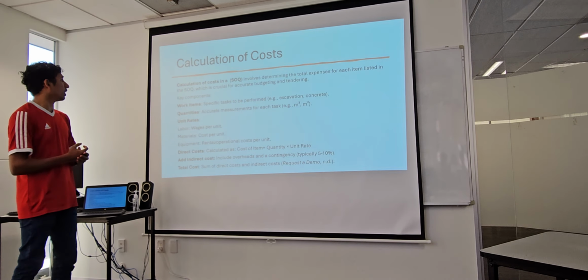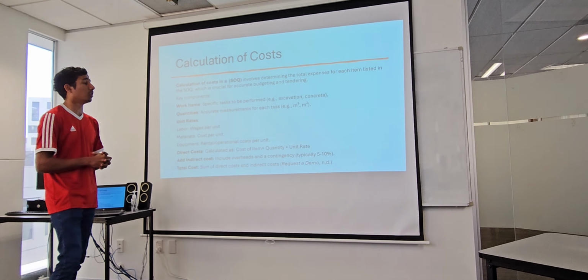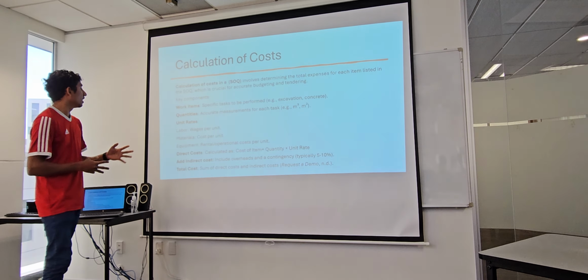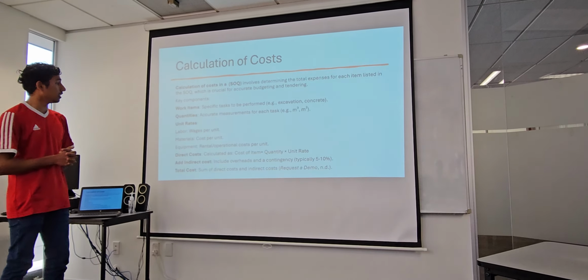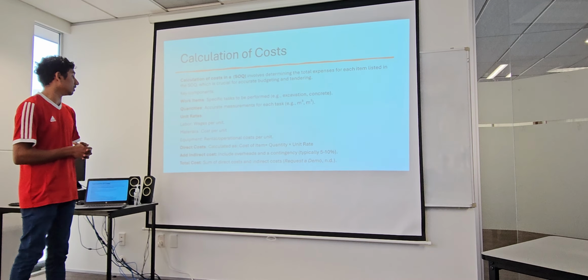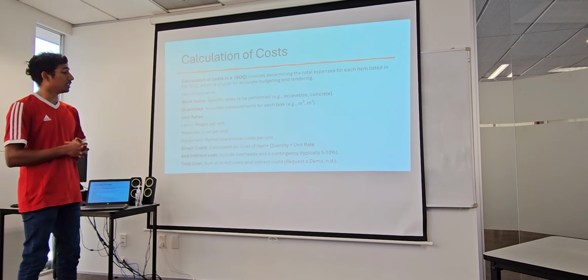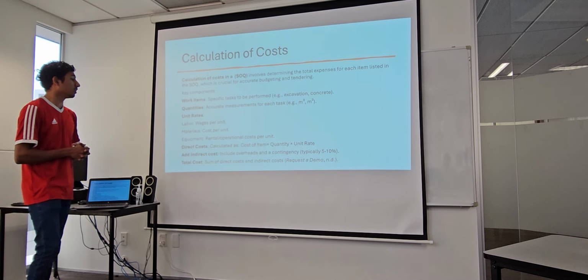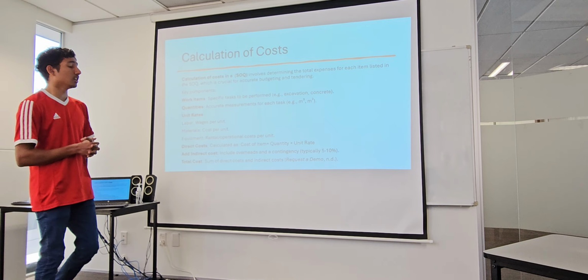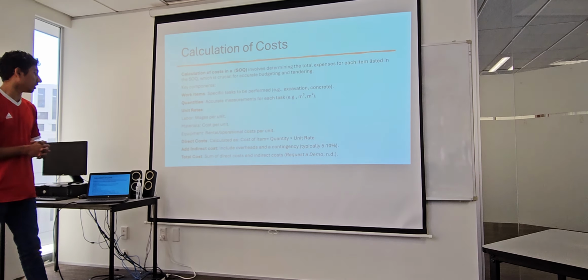And the second one is quantities, where we accurately take measurements for each task, for example meter cube or meter square. The unit rates include labor wages per unit, materials cost per unit, equipment rental, and operational cost per unit. So the direct cost is calculated as the quantity times the unit rate. And the indirect, where we add indirect cost, includes overheads and a contingency, typically 5 to 10%. And the total cost is the sum of direct cost and indirect cost.